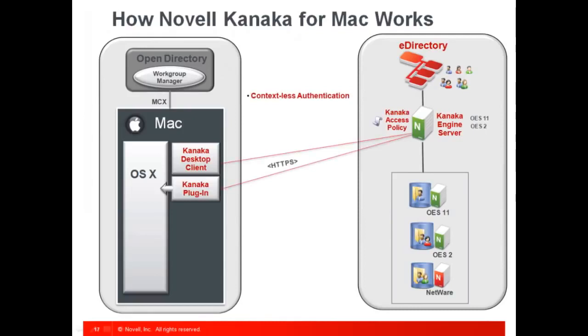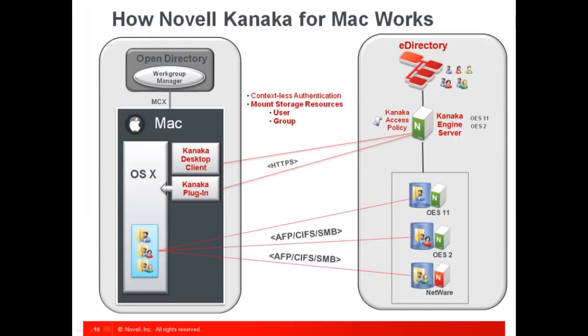The next step is to install either the Kanaka desktop client or the Kanaka plugin on the Mac OS X workstation. Now, the communication between the desktop client and plugin is done with secure HTTPS, and this provides the contactless authentication for the Mac user logging in to Novell eDirectory. Once the user authenticates from the Mac OS X workstation to Novell eDirectory, Kanaka will then retrieve all the information regarding their storage resources, both home directory as well as group storage resources, and automatically mount this storage either on the desktop or in the dock on the Mac OS X workstation.